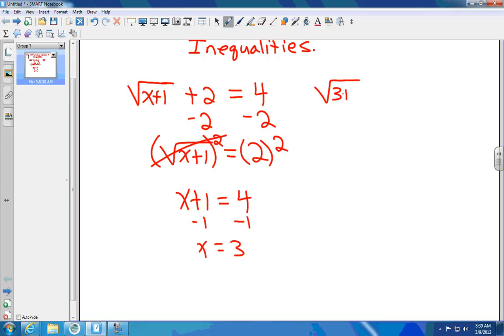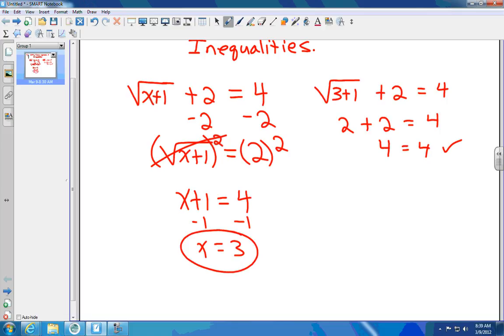So that would become the square root of 3 plus 1, plus 2 equals 4. What's the square root of 4? So we would get 2 plus 2. That does check. You don't have to show this step, but if you write x equals 3 as an answer and it's really not supposed to be 1, you will get it wrong, and that will be possible on the test as well. So make sure you check.